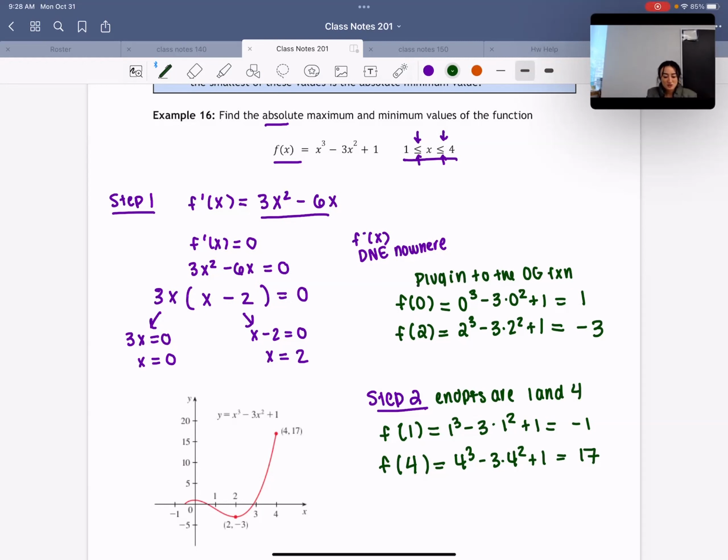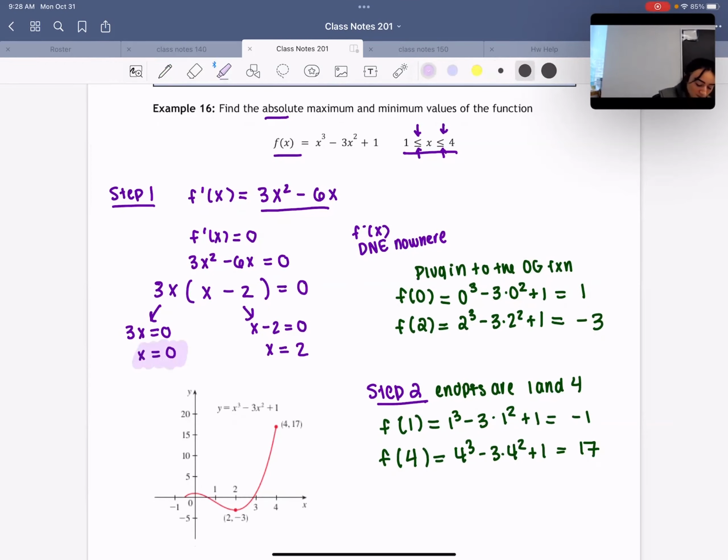He said we shouldn't care about a critical value that's not between the endpoints. Does everyone kind of see that? What critical value isn't between the endpoints? 0, right? I got x equals 0 here. Okay, let me highlight this real quick. And I'm interested in the absolute max and min when x is between 1 and 4. Is 0 between 1 and 4? No, right? So let me write this out real quick for your notes.